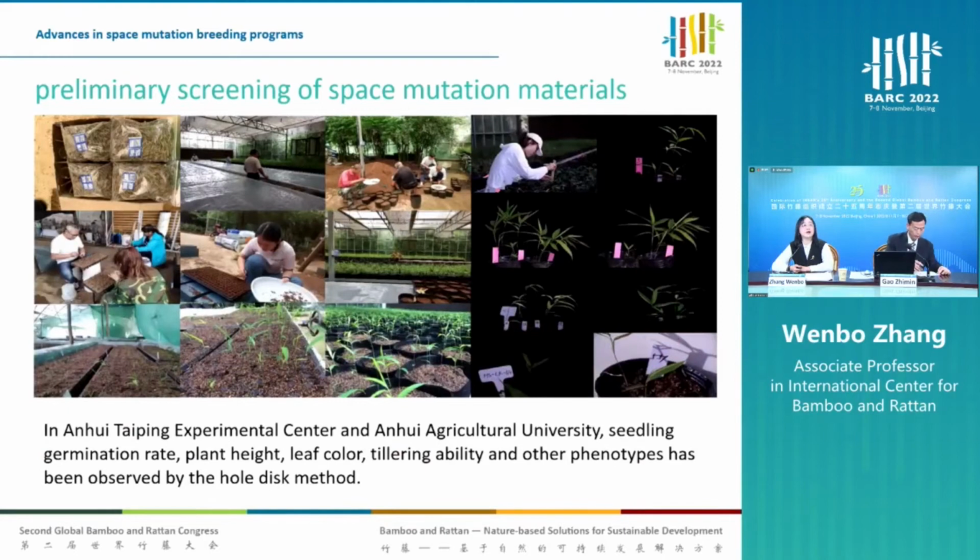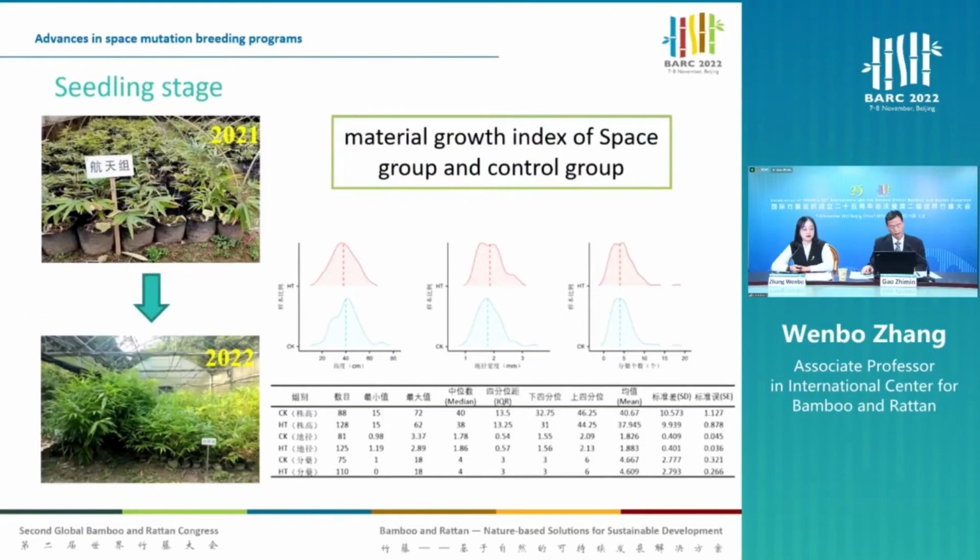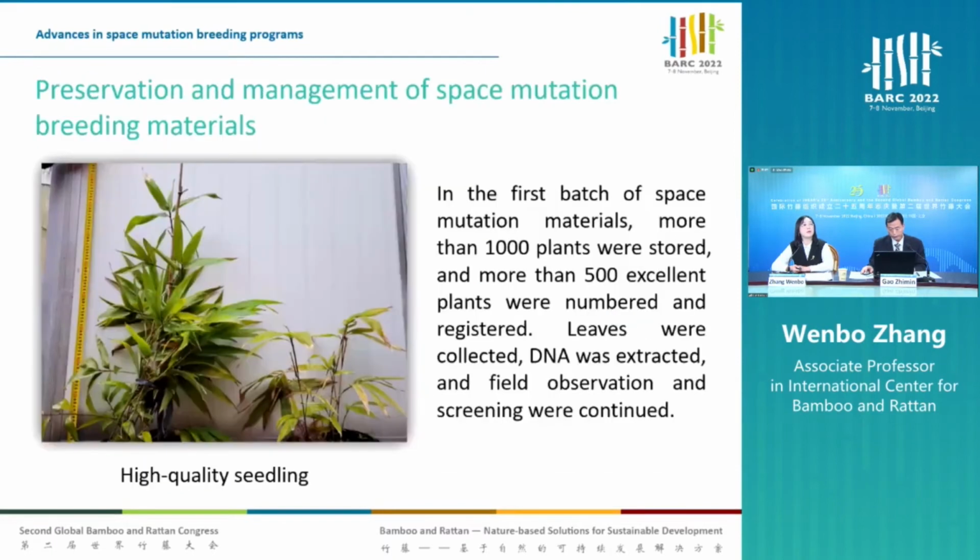At the Anhui Taiping Experimental Center and Anhui Agricultural University, seedling germination rate, plant height, leaf color, and other phenotypes have been observed by the whole-disk method. Every year, we follow up and record these traits. We tested the growth indices of the space group and the control group.